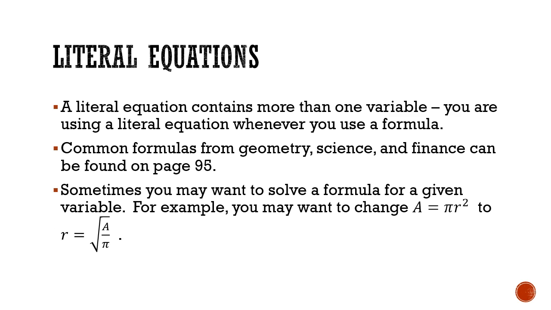Sometimes with literal equations, you want to solve for a given variable. For example, you might want to change A equals pi r squared, the formula for the area of a circle, to r equals the square root of A over pi, which is the formula for the radius of a circle if you know the area.